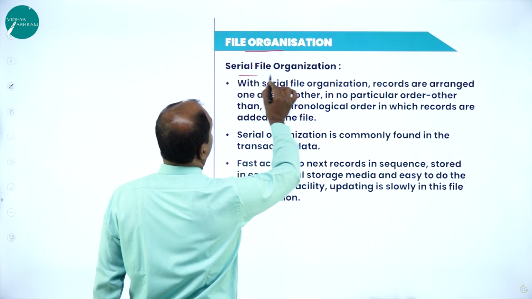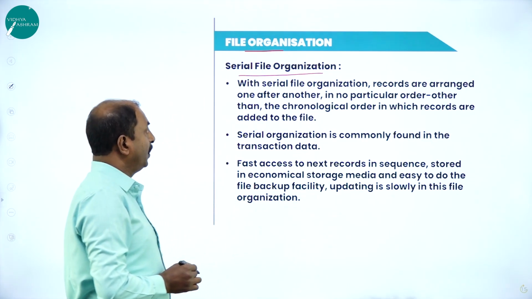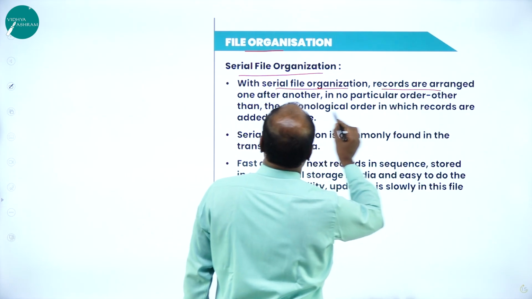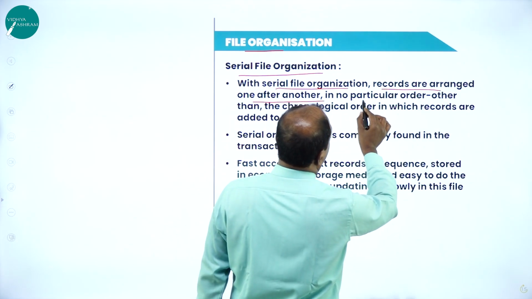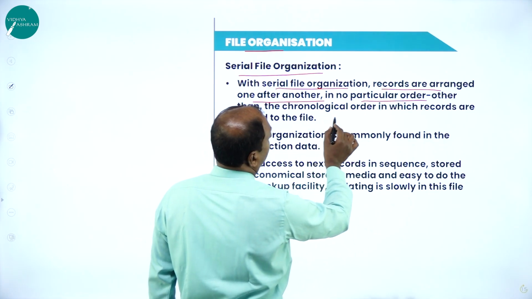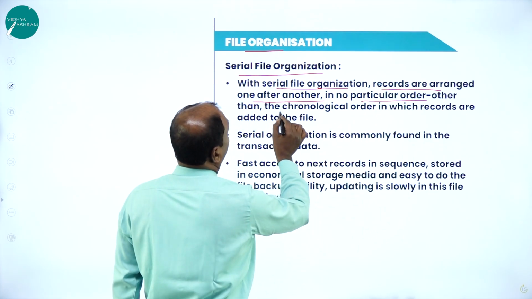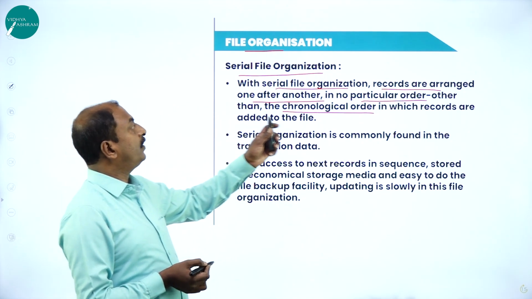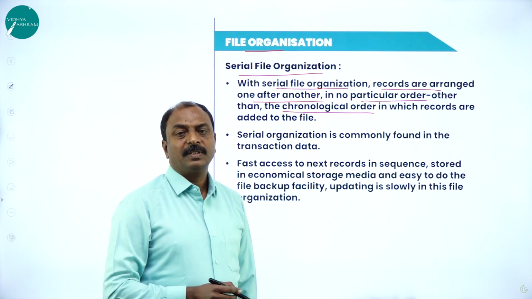First one is serial file organization. So here with serial file organization, records are arranged one after another in a particular order, either ascending or descending order or chronological order. See, this is nothing but serial file organization. So what is the meaning of this?